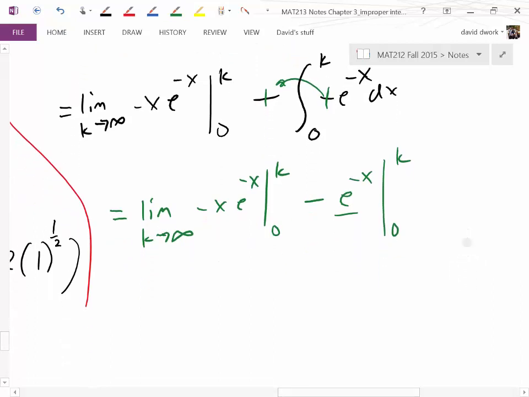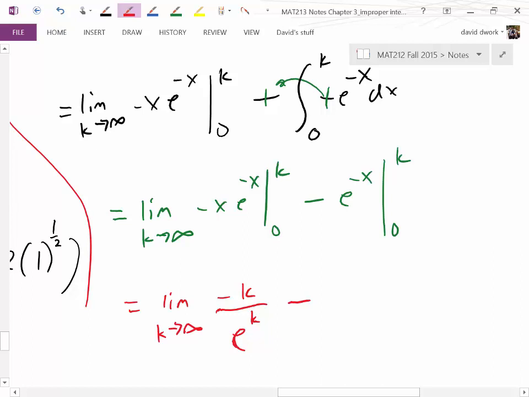Okay. So here we go. We're going to go ahead and now start evaluating. So when I substitute in my k, I'm going to get the limit as k approaches infinity of negative k, and to take care of this negative exponent, I'm just going to write it down here in the denominator, just like that, just to help us see it. So this is negative k divided by e to the k minus, now what?